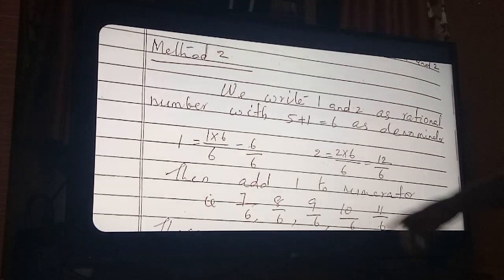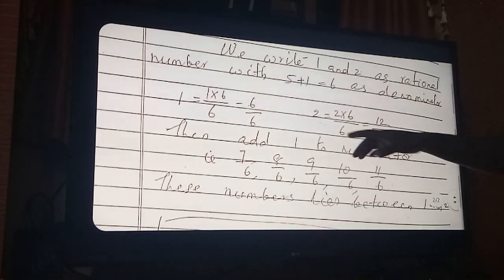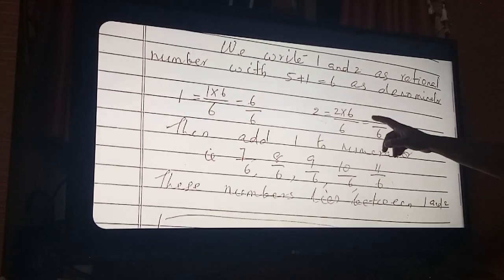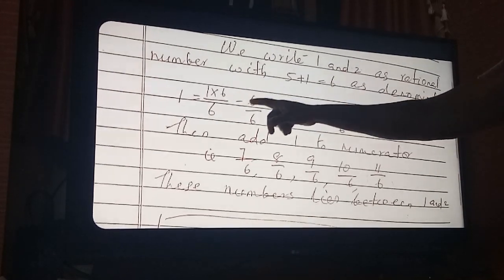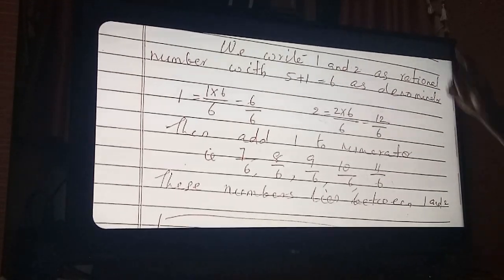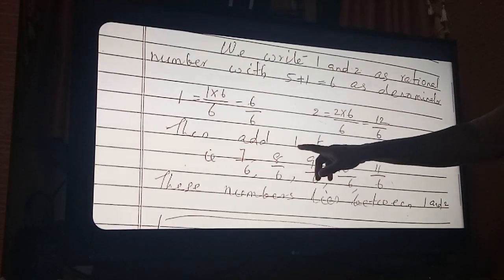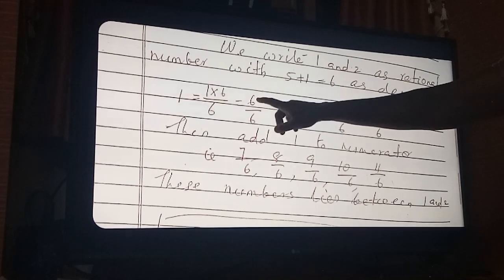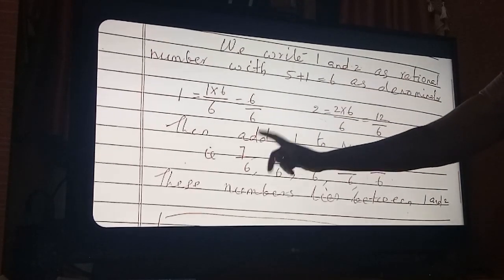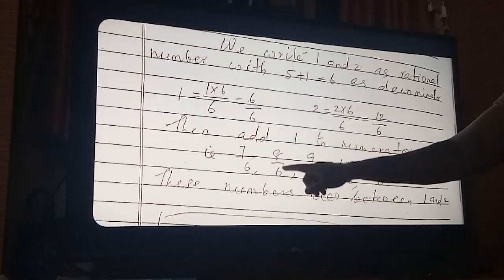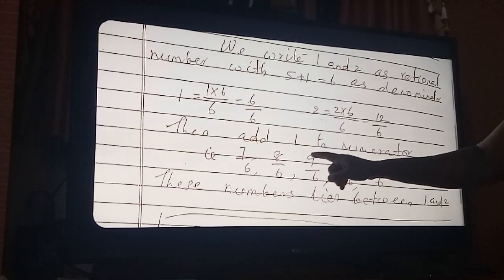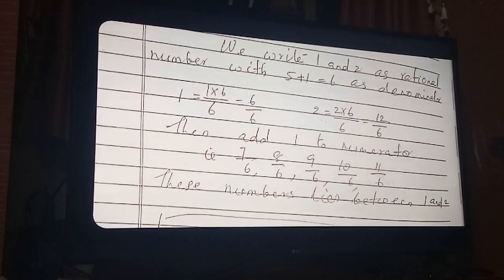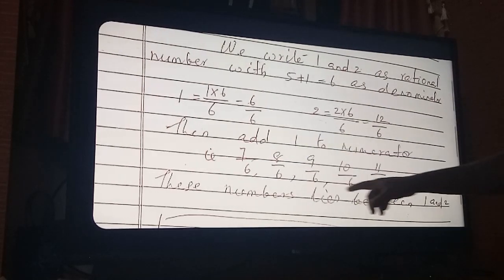Okay. Now see here, next what will we do? Here you got the P by Q form. Here also you got the P by Q form. P by Q form means this is also a rational number and this is also a rational number. Now I am adding 1 to the numerator. So here I add 1, 6 plus 1, how much is coming? 7 by 6. Then again add 1, 7 plus 1, 8 by 6. Then again add 1, 9 by 6. Again add 1, 10 by 6. Again add 1, how much will we get? 11 by 6.